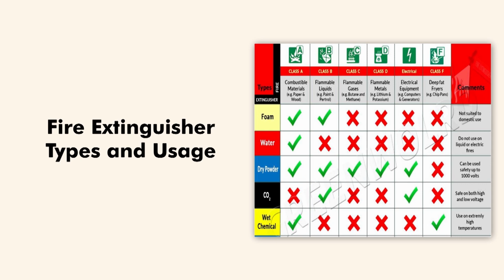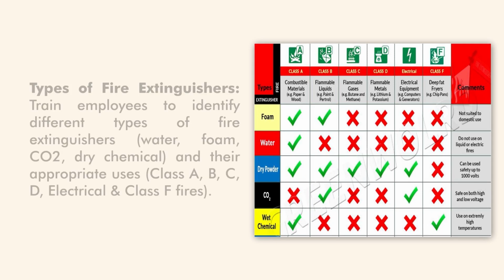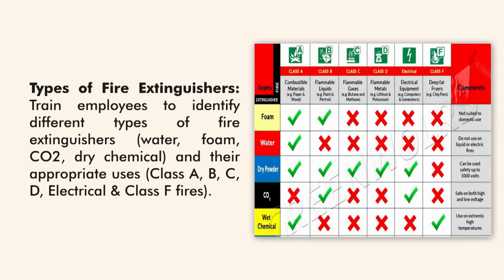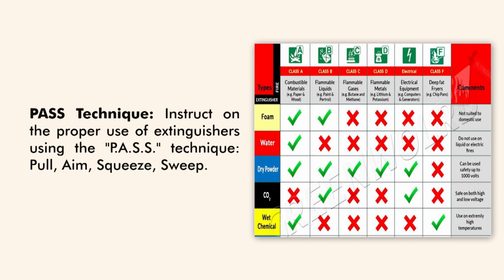Fire extinguisher types and their uses. Types of fire extinguisher: train employees to identify different types of fire extinguishers, which may be water type, foam type, CO2 type, or dry chemical powder type. Explain the appropriate use for class A, B, C, D and K types of fires, and train them in the PASS technique to use a fire extinguisher. Instruct on the proper use of the extinguisher using the PASS technique: pull, aim, squeeze and sweep.